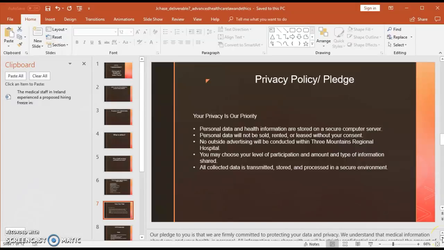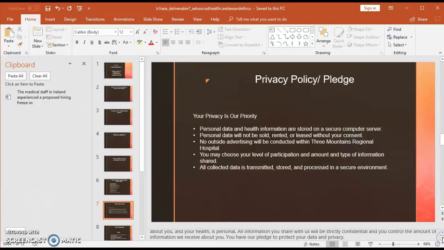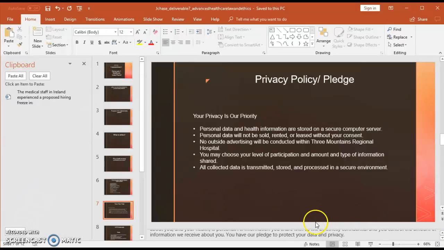Our pledge to you is that we are firmly committed to protecting your data and privacy. We understand that medical information about you and your health is personal. All information you share with us will be strictly confidential, and you control the amount of the information we receive about you. You have our pledge to protect your data and privacy.